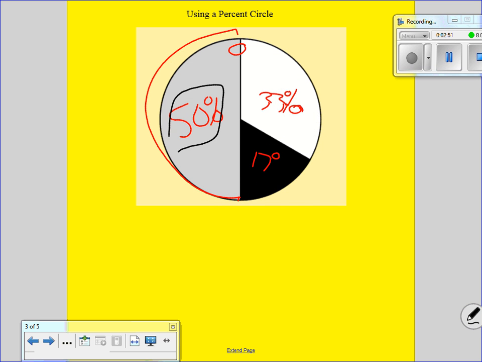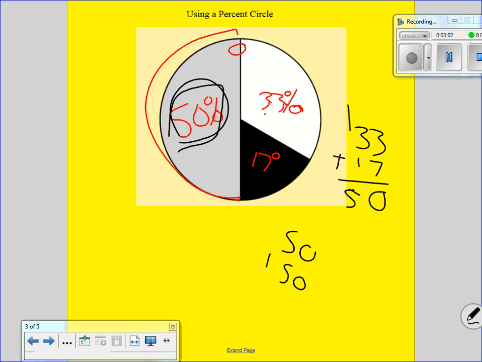50%, that's pretty easy. 33 plus 17. Add them up. 10, 1, 50. There's another 50%. Then I'm going to add this to it. So I have 50 plus 50, and we all know what that equals. There is 100. 100%.